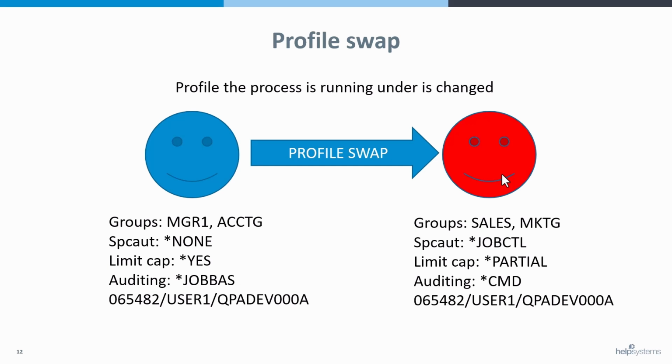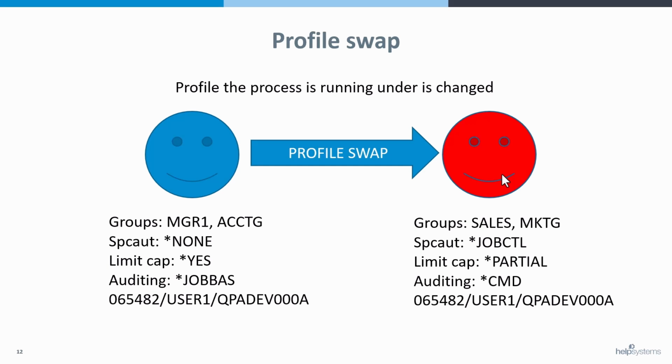Now you've granted command line access by doing a profile swap. And then the auditing values can also change. So in this case, with command line access, command auditing has been turned on for this profile. When you look at the job, it's going to look exactly the same. It's still going to say user 1, even though user 1 has been swapped into user 2.